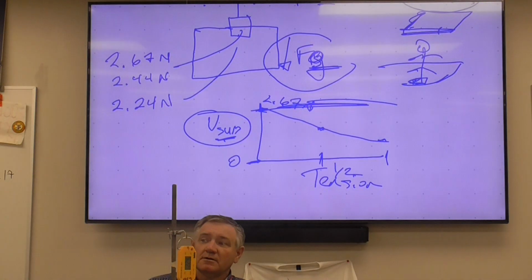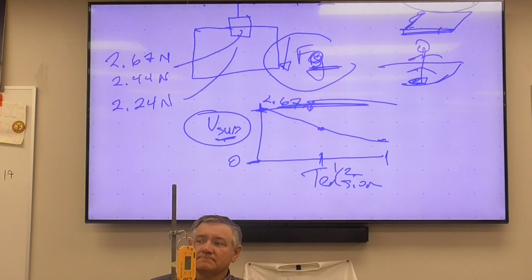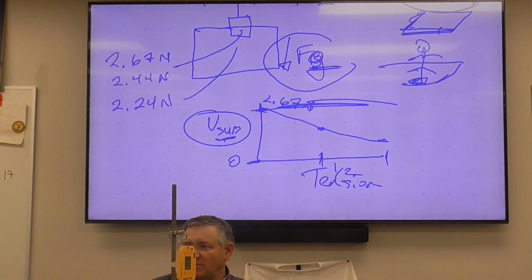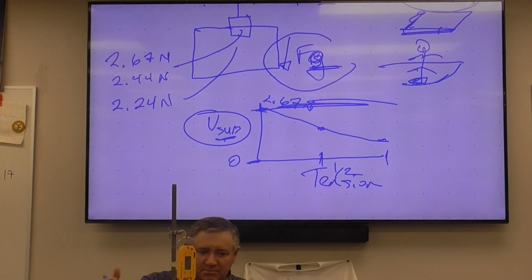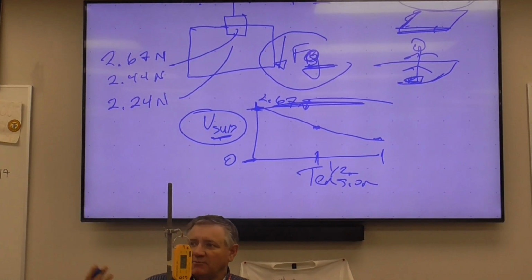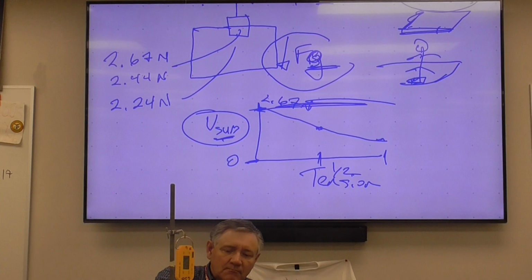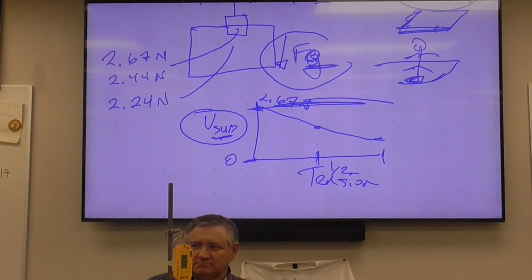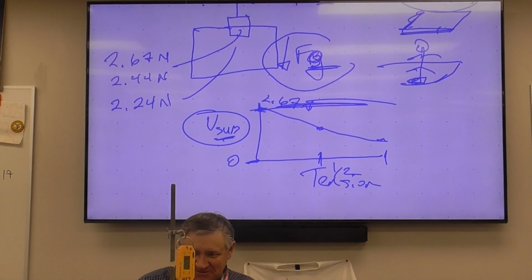Wait, so are those supposed to be swapped then? Tension and volume submerged. Is tension supposed to be on the y-axis? It doesn't make any difference. I could have put tension over there, I just picked it that way, okay?